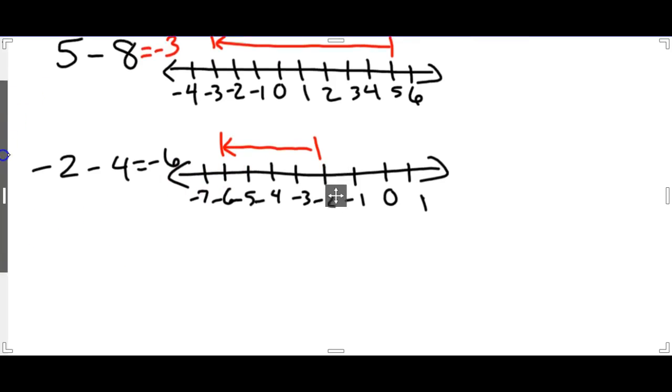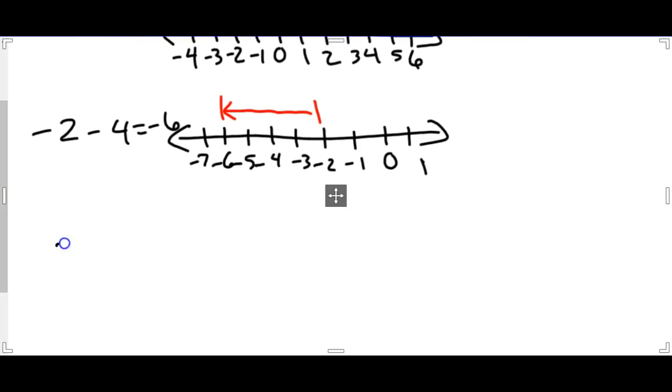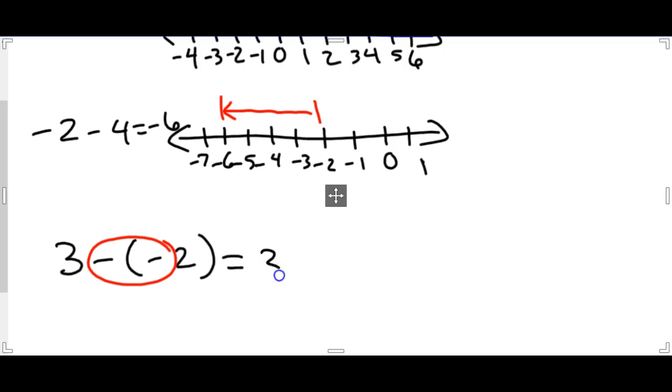So something else you might see as you're working with your negatives is if you have 2 minuses in a row. We have 3 minus -2. Now when you have 2 minuses right next to each other, together they become one plus sign. So 3 minus -2 is really the same as 3 plus 2, which would give us 5.